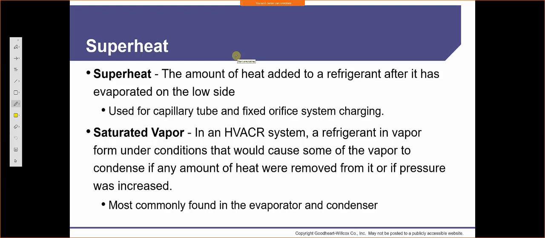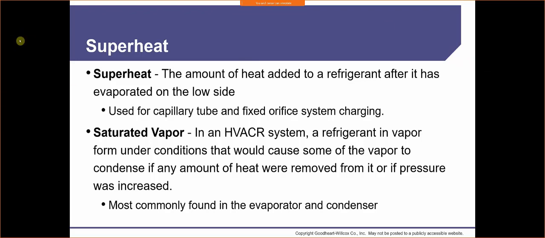All right, the majority of ways we're going to charge a system based on superheat, the most common places that you're going to find this occurring, the saturated vapor, is in the evaporator and the condenser. All right, what does that mean?